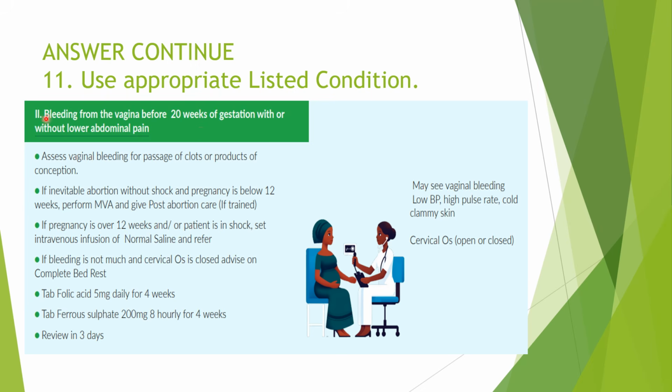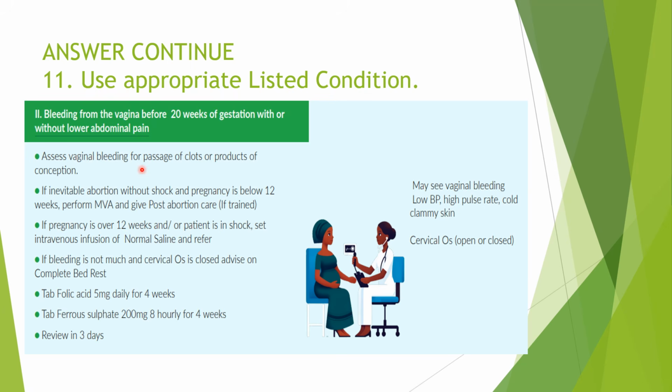So in this case, the second condition listed is bleeding from the vagina before 20 weeks of gestation, with or without lower abdominal pain. She has bleeding from the vagina and she's not up to 20 weeks of gestation, but she has abdominal pain. So this condition fits her description properly. So it is on finding two, and the expected actions under it are listed below.